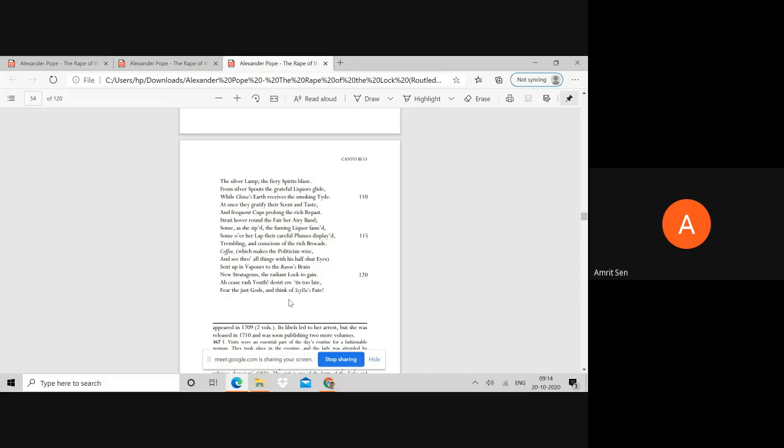So while China's earth, think of your cup as China's earth, receives the smoking tide, this is the tea, at once they gratify their scent and taste. So tea or coffee appeals both to your scent and taste. I do not know how many of you have parents or you yourselves are connoisseurs of tea. I am, of course, hooked on to Darjeeling. And you can see that the aroma of Darjeeling tea and its taste is a great favorite. So tea has both, and coffee has both its taste and scent, and frequent cups prolong the rich repast.